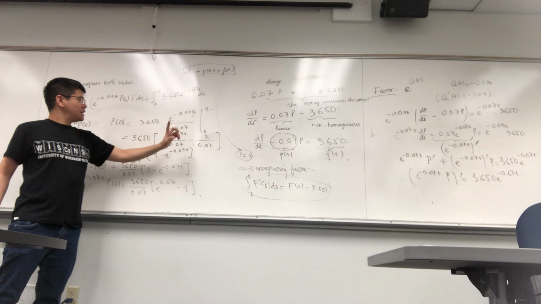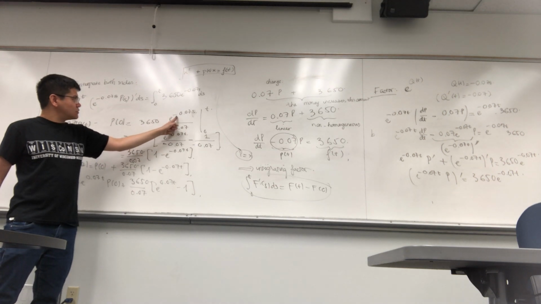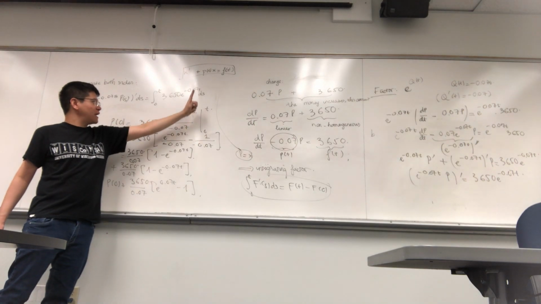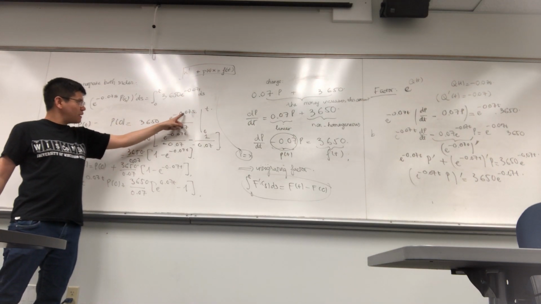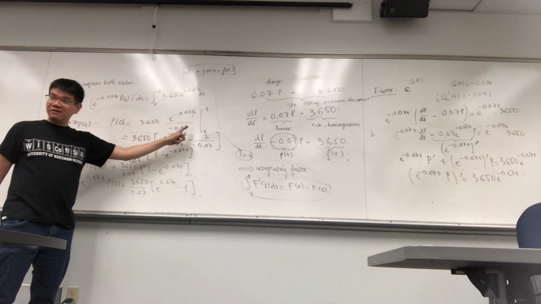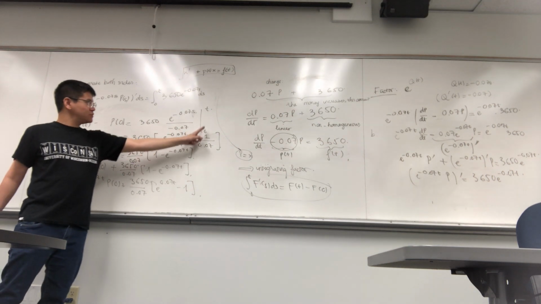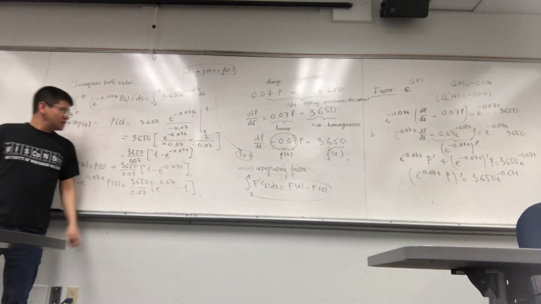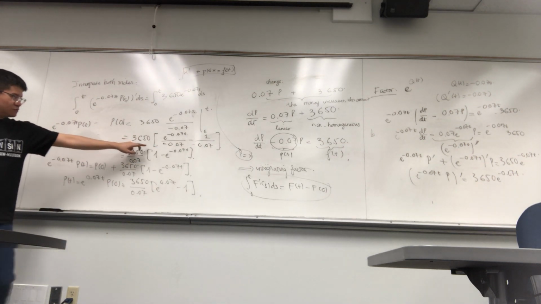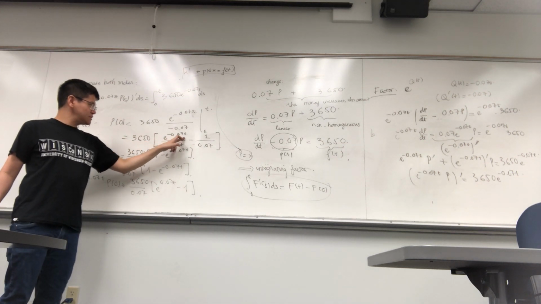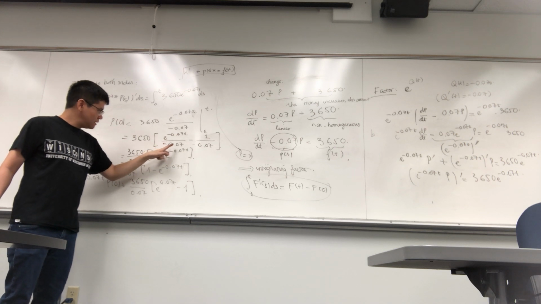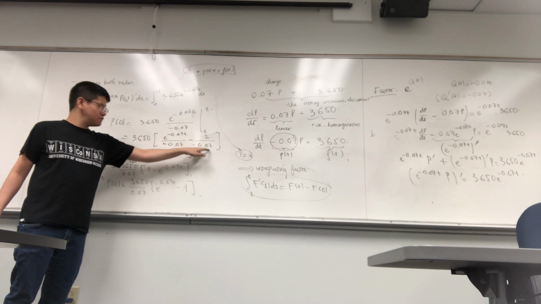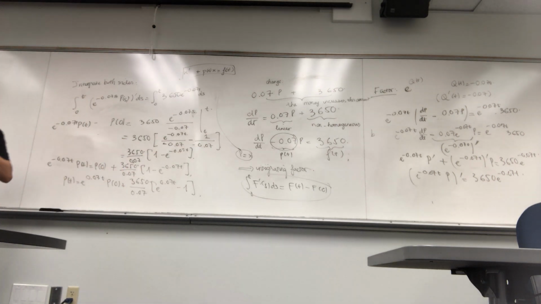I integrate this, I get e. So the antiderivative of e to the power minus 0.07s is e to the power minus 0.07s dividing by the factor. And I take the difference between 0 and t. I replace t here and I replace 0 here. So I have 3650 e to the power minus 0.07t dividing by minus 0.07, minus 1 over 0.07, right?